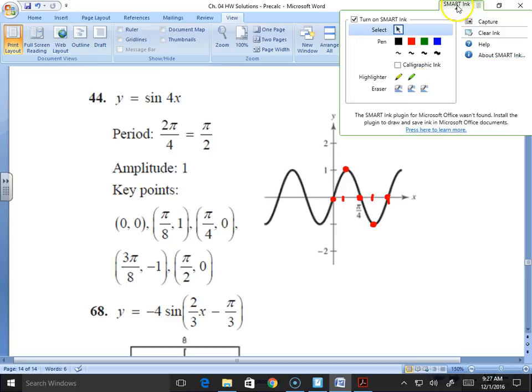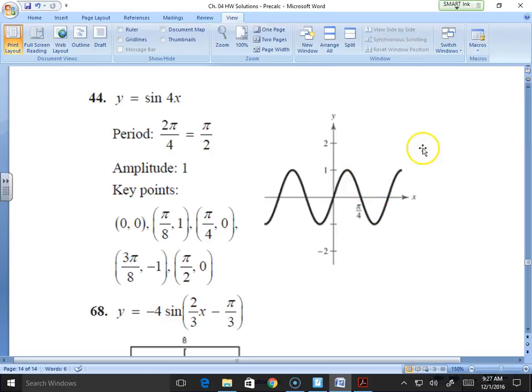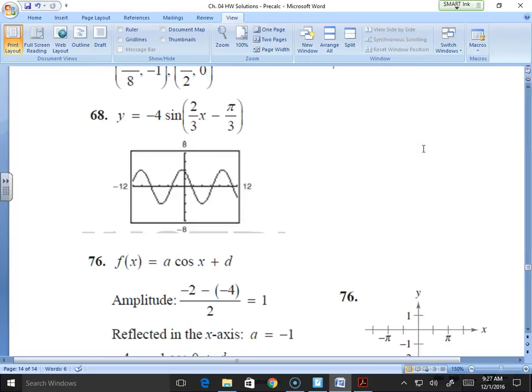Number 68, weren't you allowed to use your calculator on this one? Go team. But did anybody have some issues with their calculator? Maybe it showed them a line instead of a nice squiggle? Guess what? That's natural, because we're graphing trig.